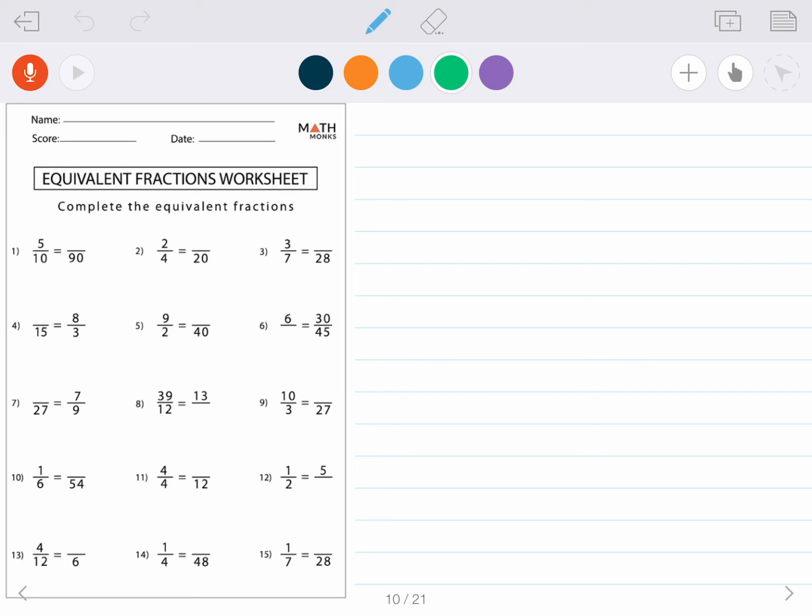Let's do some practice here. So complete the equivalent fractions. And as I said, there are an infinite amount of equivalent fractions. Let's write it. There are infinitely many equivalent fractions for any given fraction.